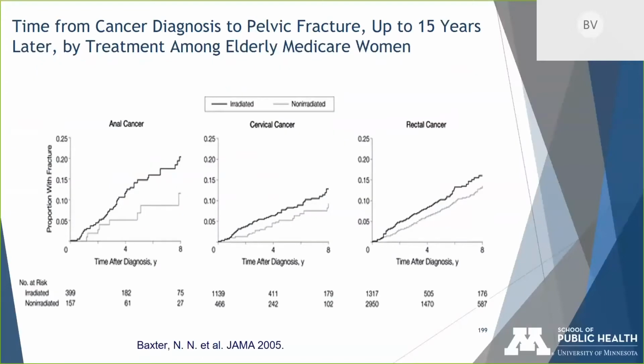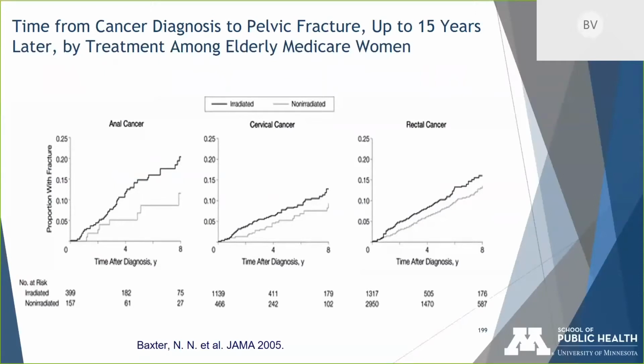And what they found was a pretty consistent pattern, that women who were irradiated did end up having more fracture. Now, one of the difficulties with this is that these are women who we are just observing. We see the treatment that they received, but we don't know why someone was not irradiated. Maybe they had poorer health status, and that put them at a higher risk of fracture.